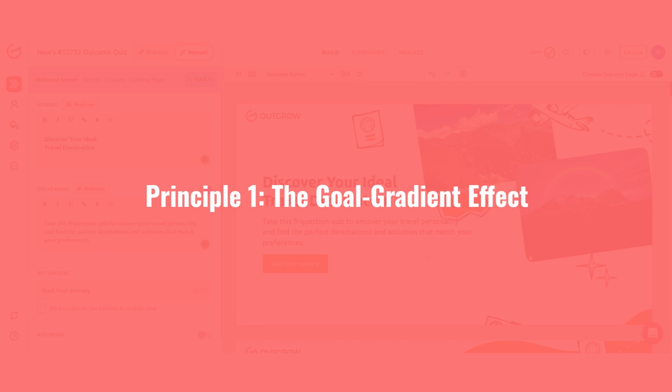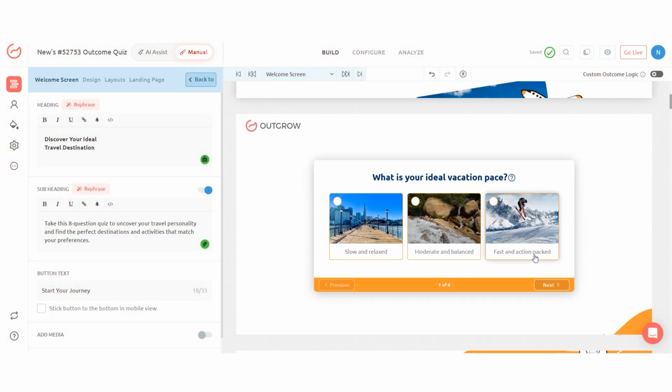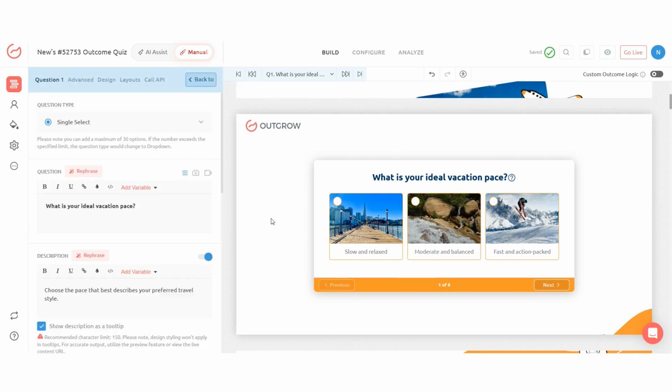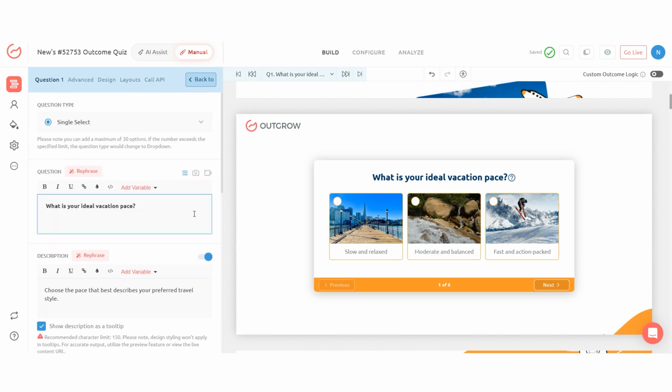Principle 1. The goal gradient effect. Here's something wild about human psychology. The closer we feel to a finish line, the harder we push toward it. It's called the goal gradient effect, and it's why your first question matters more than almost anything else in the quiz. Open with something low effort and high interest, a question they can answer without thinking twice. Save the harder, more personal questions for the middle, once they've already committed a few taps and started feeling invested.